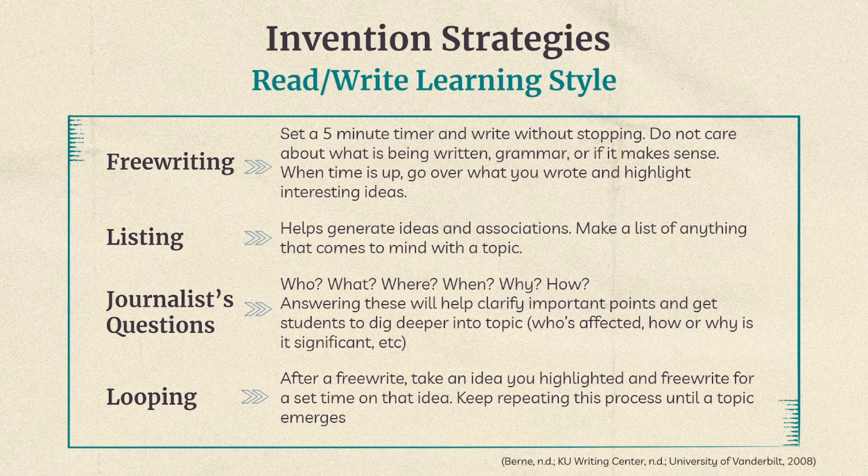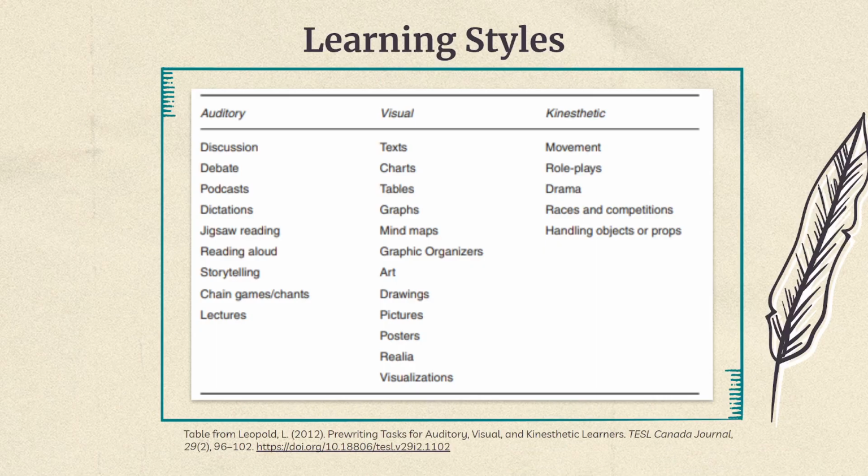Next, we have journalist questions. These answer who, what, where, when, why, and how. Answering these will help clarify important points and get students to dig deeper into a topic. Who is affected? How or why is it significant? And then we have looping. After a free write, take an idea you highlighted and free write for a set time on that idea. Keep repeating this process until a topic emerges.